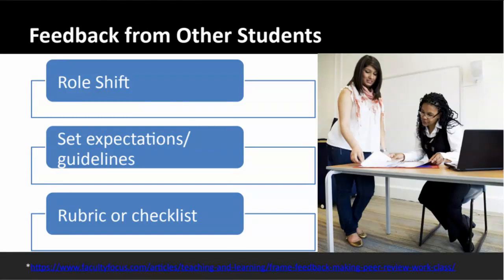And then we talked a little bit about rubrics. Sometimes I also use a checklist.